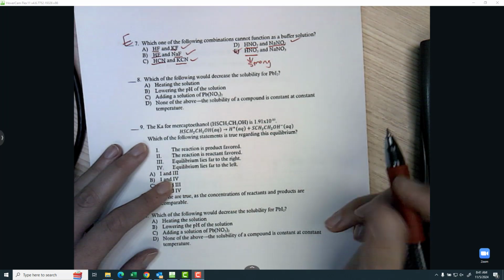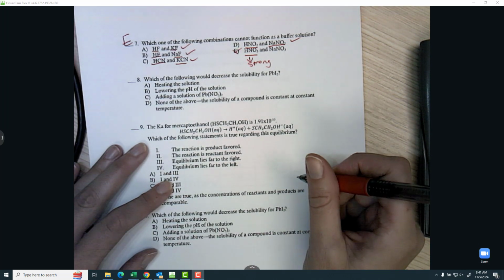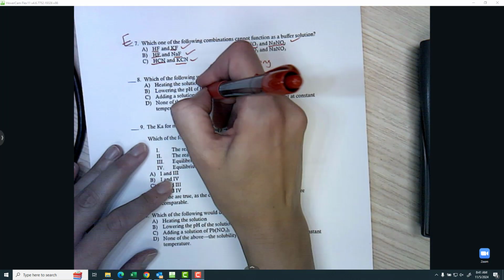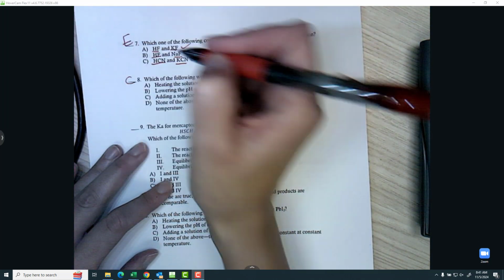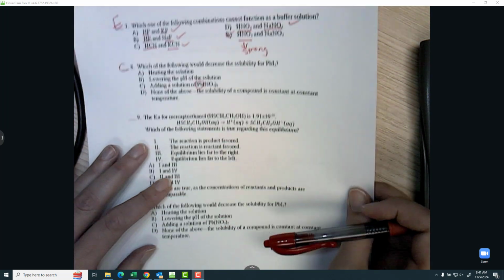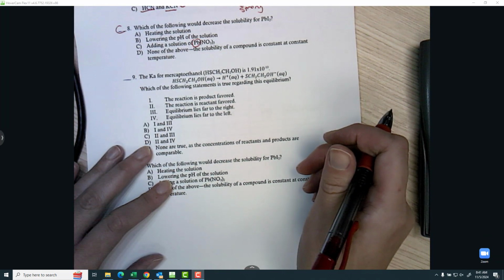All right, which would decrease the solubility for lead iodide. A couple of these I might have to think about what would happen, but I see right away that this lead nitrate has a common ion, and so I know that would decrease the solubility, so I don't even have to think about the other choices.